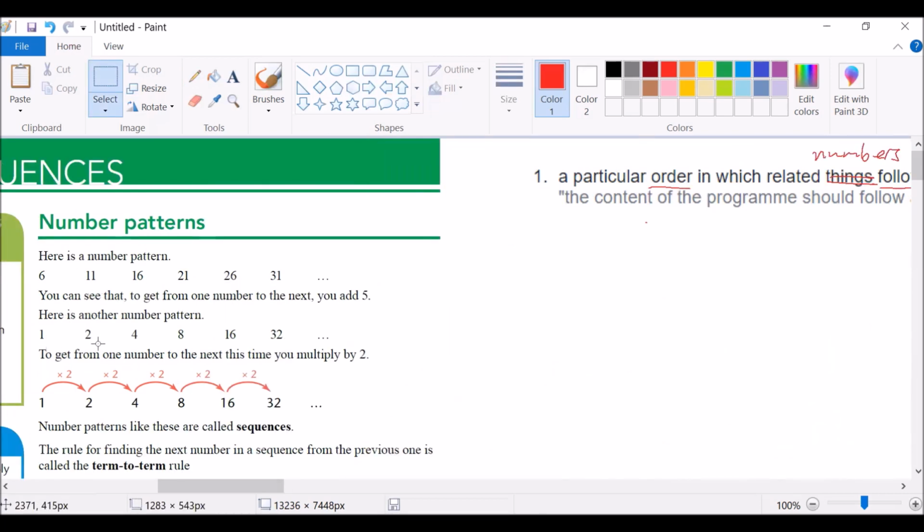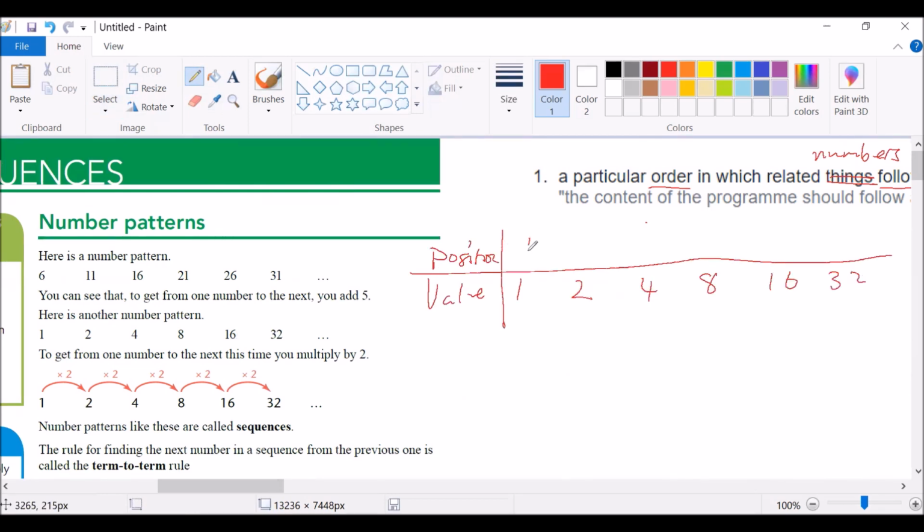Now, here is another pattern. We have 1, 2, 4, 8, 16, 32. This is the value. We have the first number as 1, the second number as 2, the third number as 4, the fourth number as 8, the fifth number as 16, the sixth number as 32. So what are we doing to the first value to get the second value? What are we doing to the second value to get the third value?